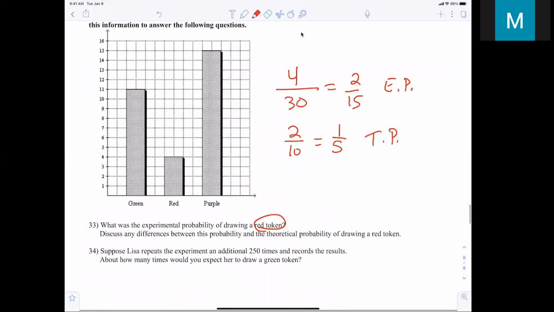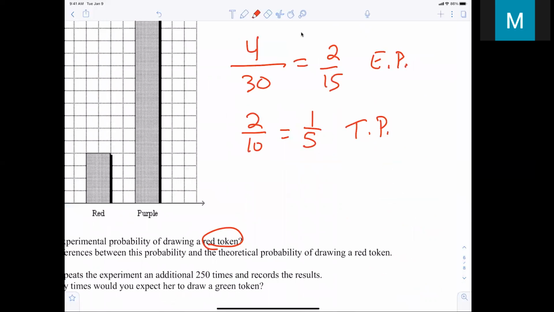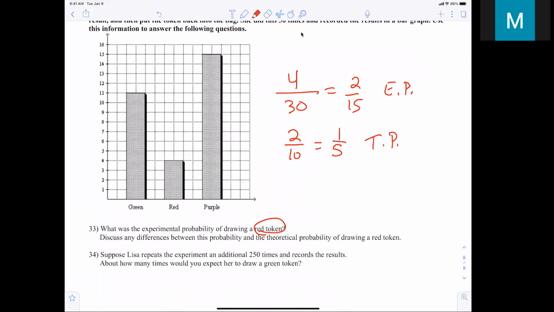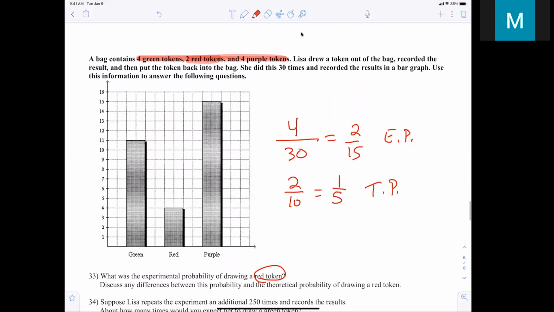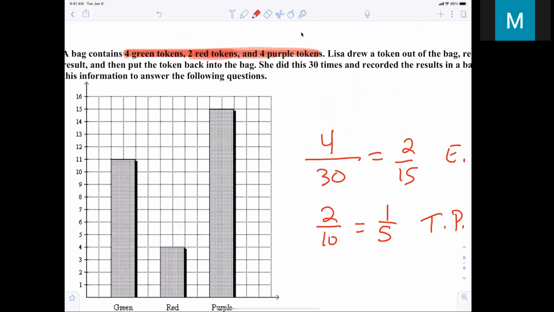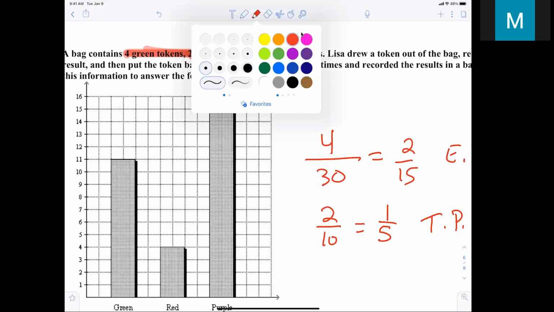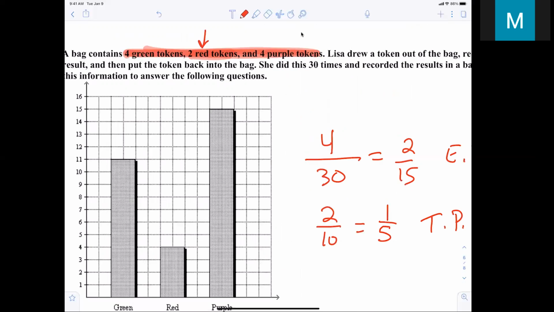So to me, 2/15 is not far off from 1/5, right? So it's pretty close. Because in the bag, there are 10 tokens. And there are how many reds? 2. Yeah, that's the theoretical probability. All right, what should actually happen? Okay, everybody okay?